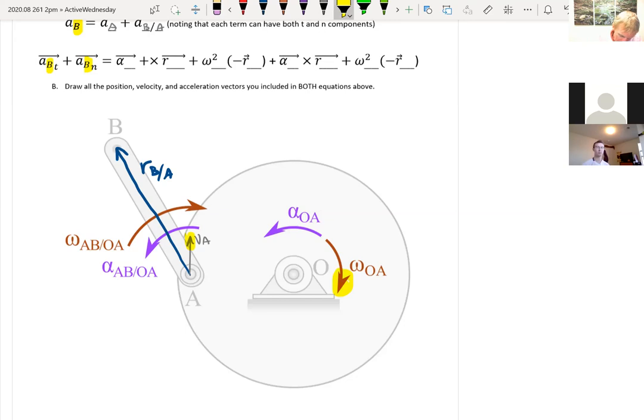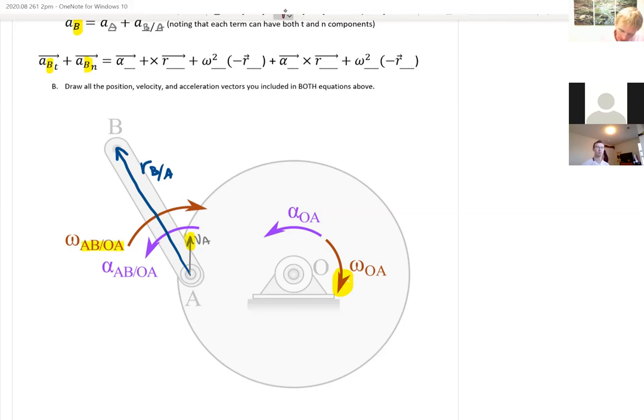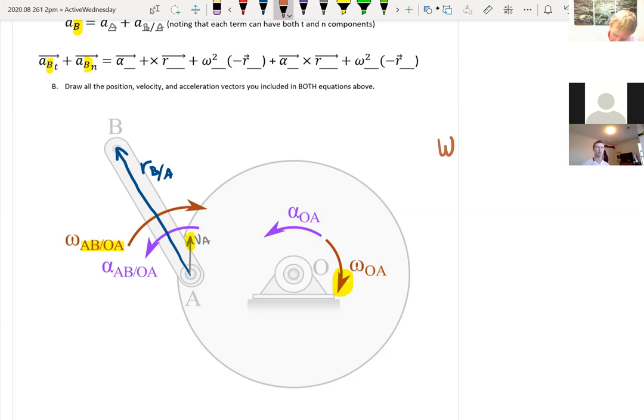The other thing I can observe is I have relative omegas and relative alpha, right? So if I want to find my absolute, which I need for my equation, we know that the omega of AB is equal to the omega of OA plus my omega of AB relative to OA. So numerically, if this was equal to 2 and this one was equal to 4, noting that this one is negative from the right-hand rule, right, wrapping your fingers around. This other one is also negative from the right-hand rule. I would end up with an omega of AB equal to negative 6. And these are always going to be in radians per second.